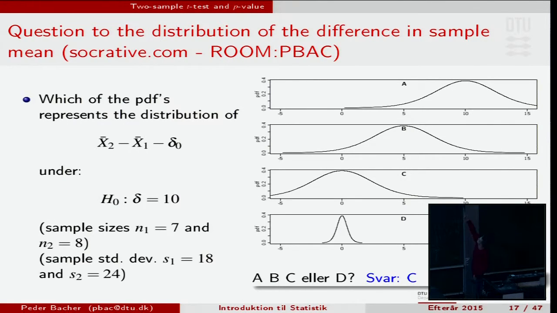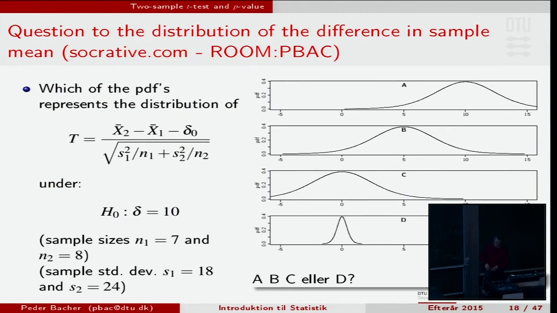Because before it was A, and now we subtract delta zero, and then of course the distribution is centered around zero. And therefore it's answer C.